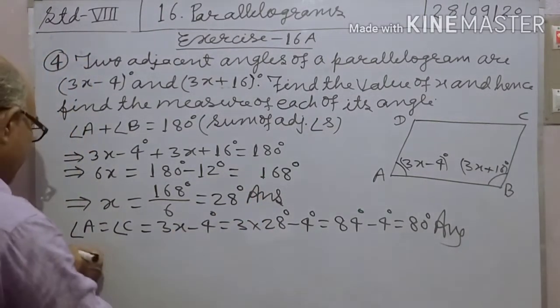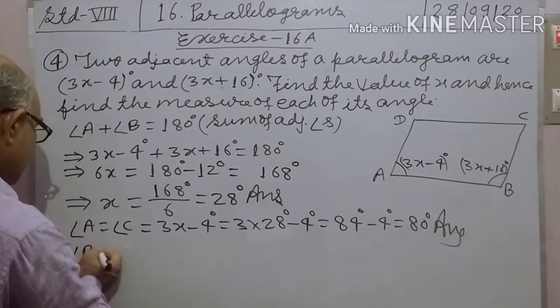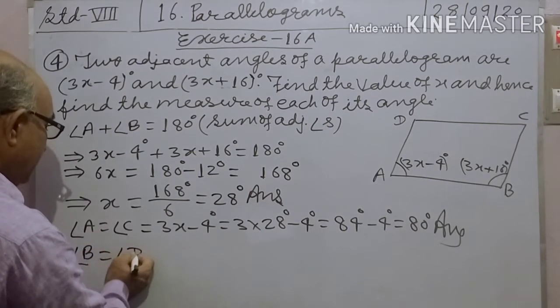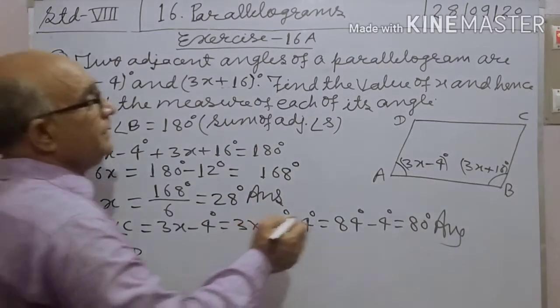Now find angle B. Angle B equals angle D. Opposite angles are equal.